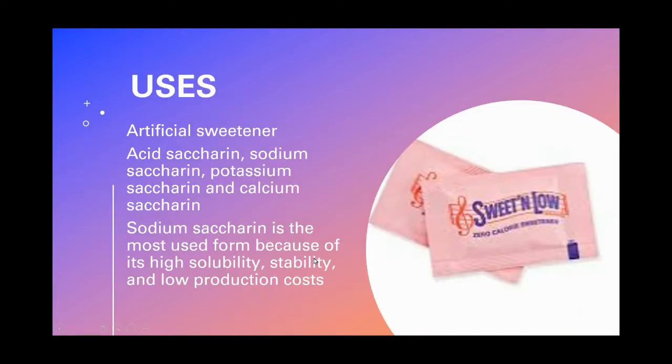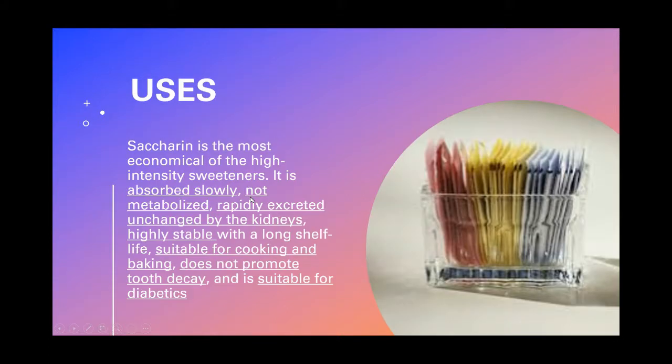It's used as an artificial sweetener in so many foods. Its main 4 forms are acid saccharin, sodium saccharin, potassium saccharin, and calcium saccharin. Sodium saccharin is the most used form because it's highly soluble, it's stable, and costs not much to produce. Saccharin is the most economical of the high-intensity sweeteners.